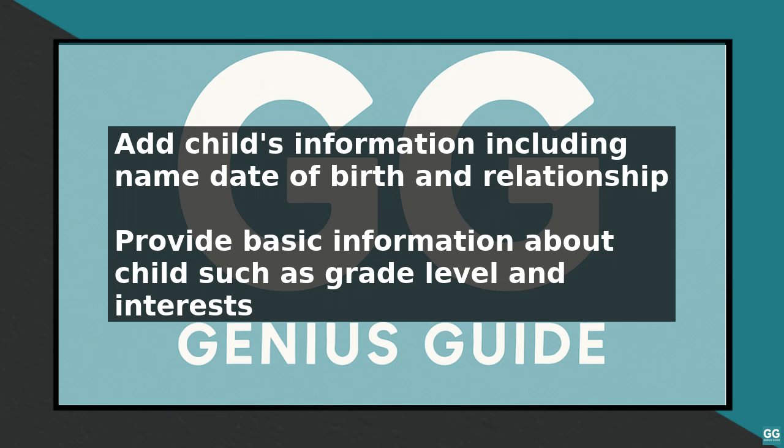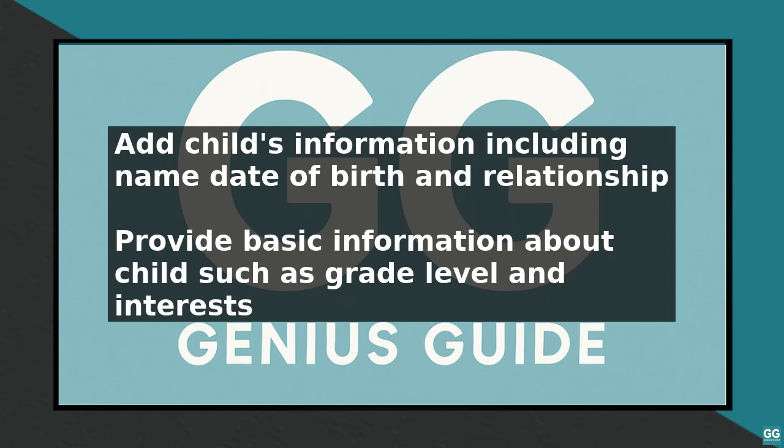After adding your child's information, you will need to link a funding source to your GoHenry account. This can be a debit card, credit card, or bank account. You will need to provide the account and routing numbers for the funding source you choose.